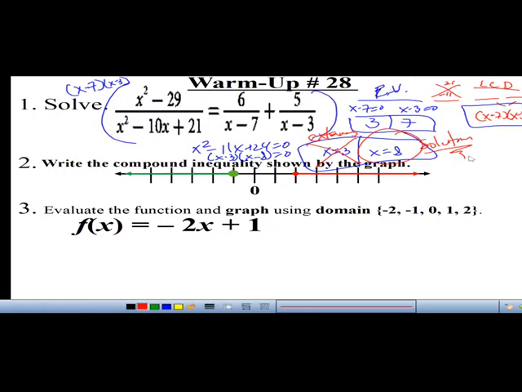Let's go. Number 2, it says write the compound inequality shown in the graph. So notice now the two graphs do not intersect. So there's only 2 types of compounds: and, when they intersect, or, which is this one. So this is our or compound inequality. Let me write the inequality for this section.